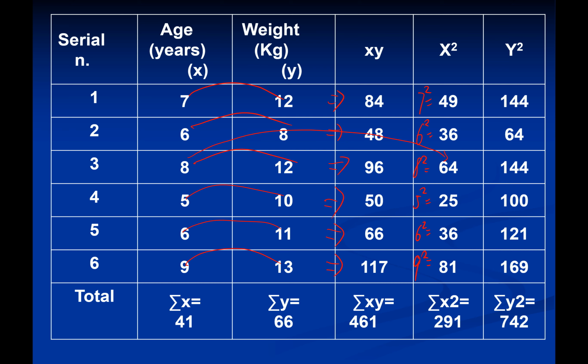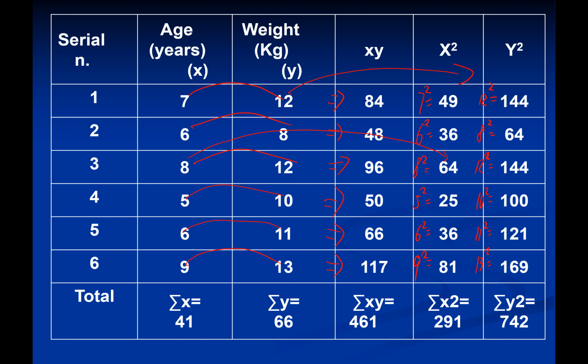Now y squared is to square each one of the y values. First y value is 12. 12 squared is 144. 8 squared is 64. 12 squared again, 144. 10 squared is 100. 11 squared is 121. 13 squared is 169.